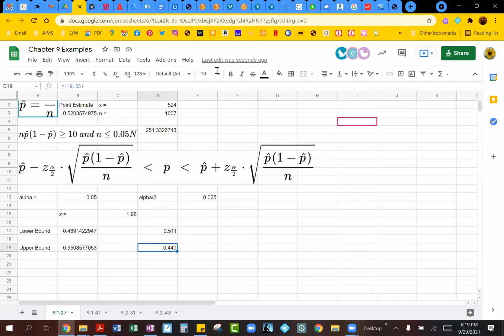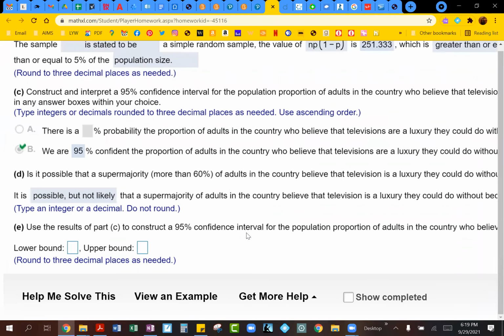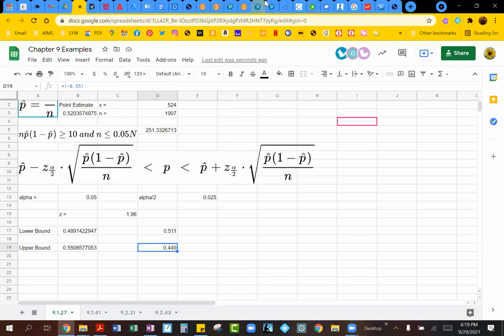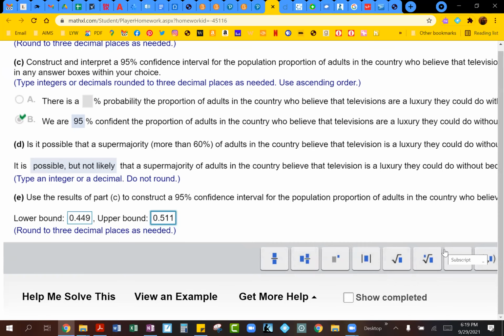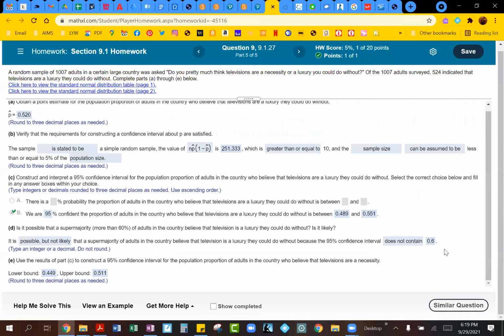So 0.449 for that first one. The smaller number will be the lower bound, and then 0.511, I believe, is what we had. 511, yeah. And I think we should be good to go on that.